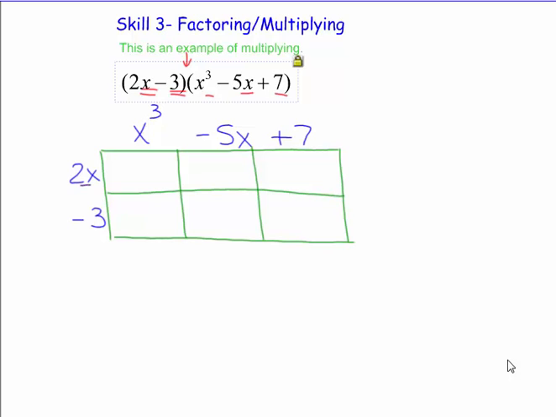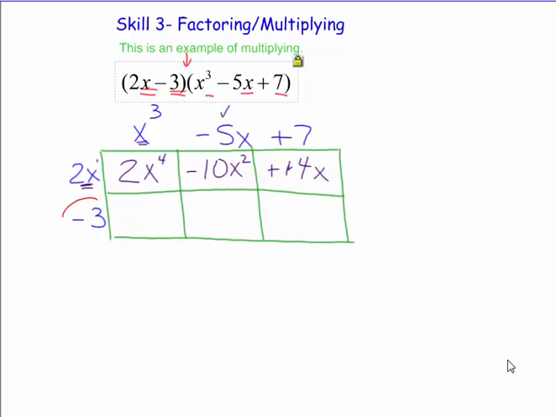I'm now going to multiply the 2x times the x cubed, and I will get 2x to the 4th. Remember, there's an invisible little 1 there, and when you multiply, you really add those exponents. The 2x times my negative 5x is going to give me negative 10x squared, and my 2x times my positive 7 is positive 14x.